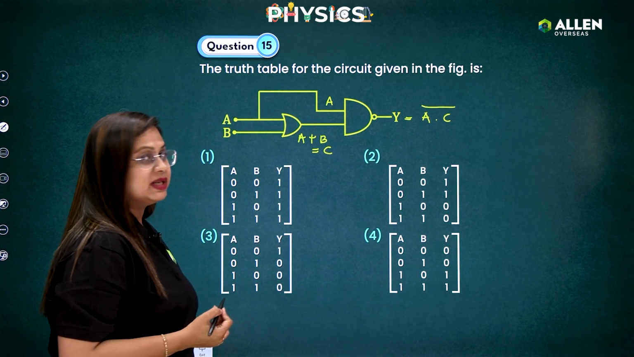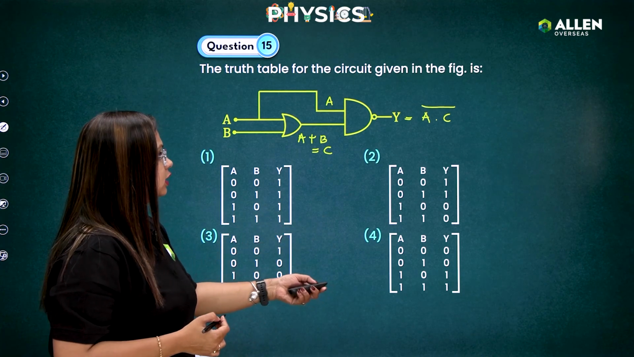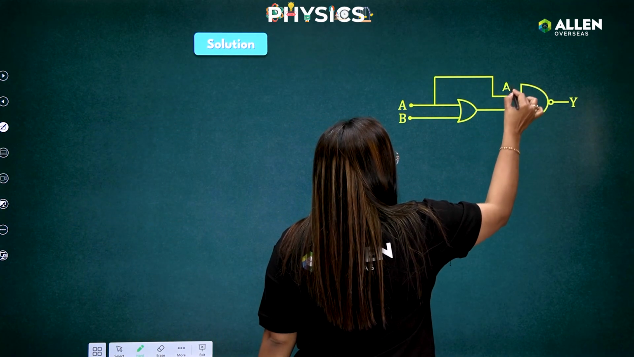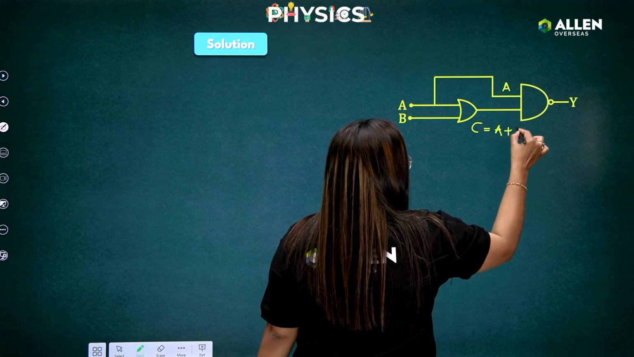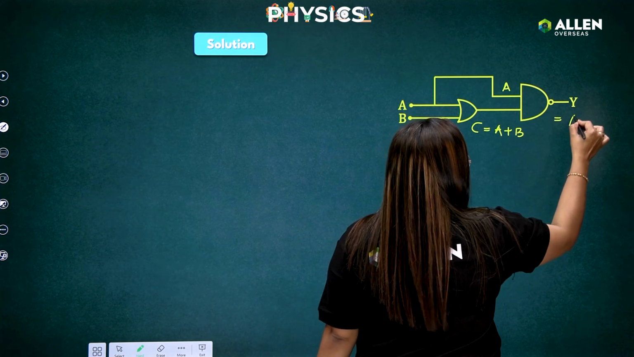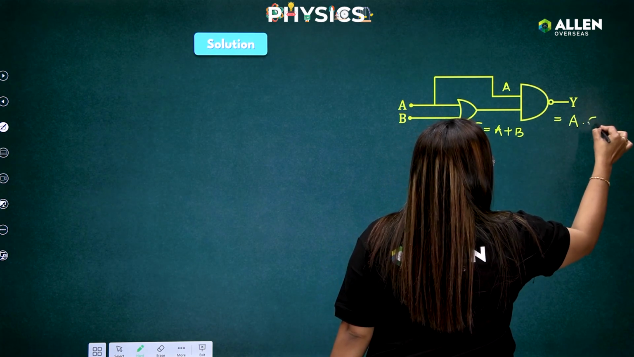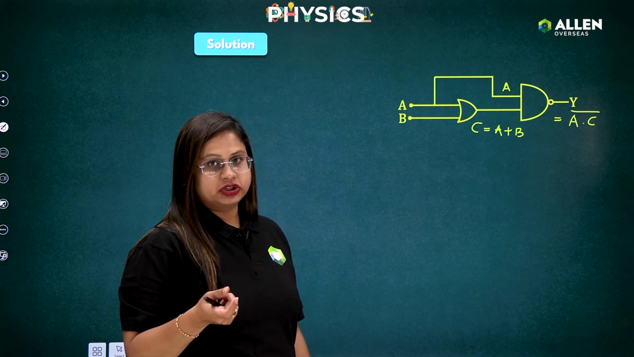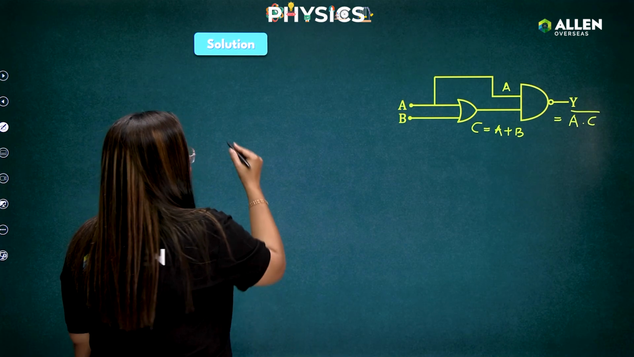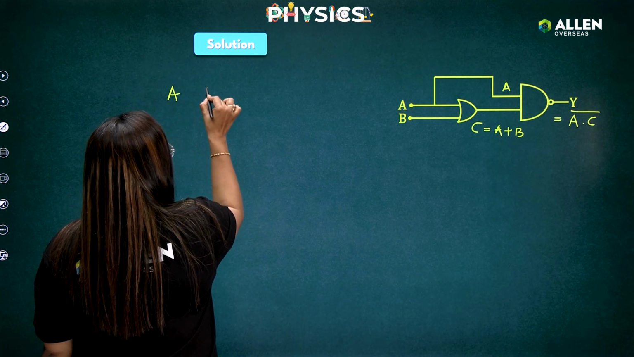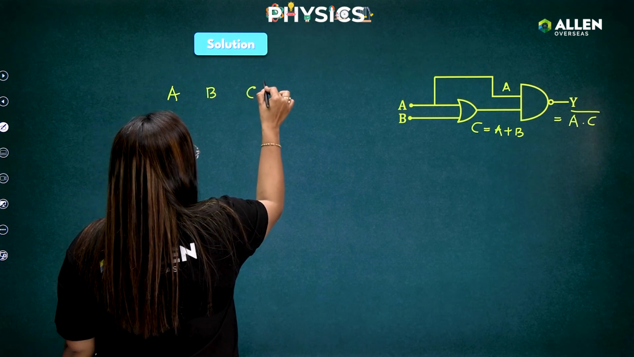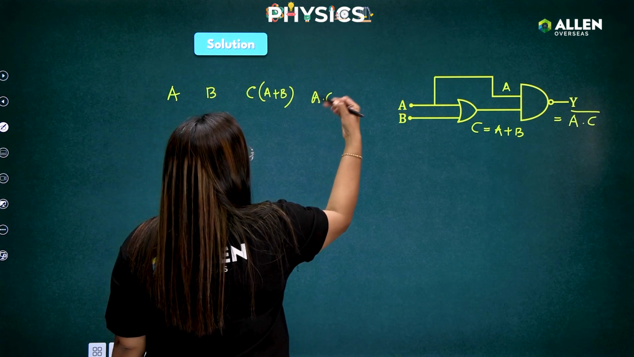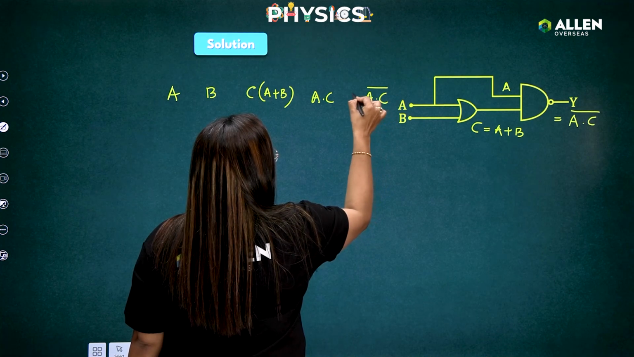First of all, we have to make a table in such a way that we can match this column to find out the answer. Here it is A, this one is C, and C is A plus B. This is an AND gate, so it is A dot C, and whatever output comes as Y is passed through a NOT gate to give us the answer. So first of all, we write A, B, then C, which is A plus B, and here A dot C, and again A dot C bar, which is your Y.